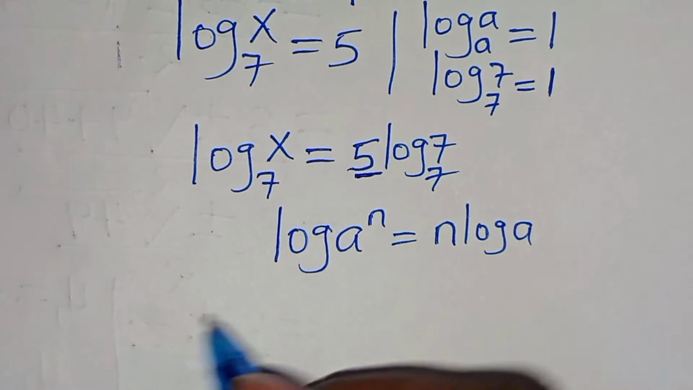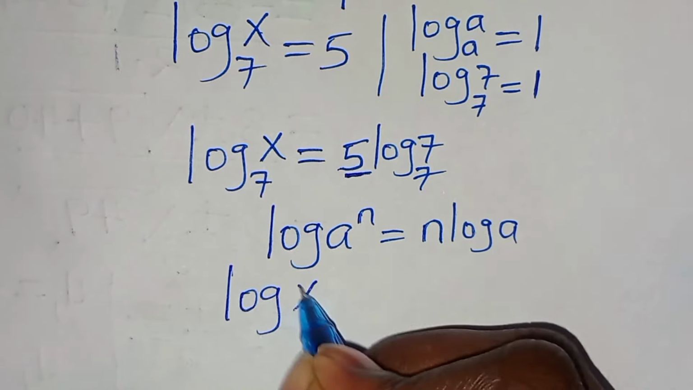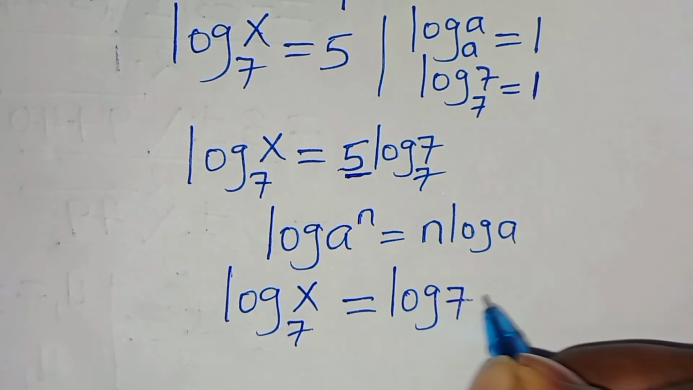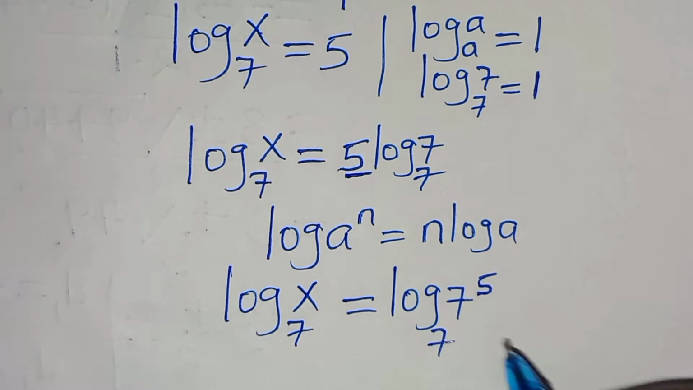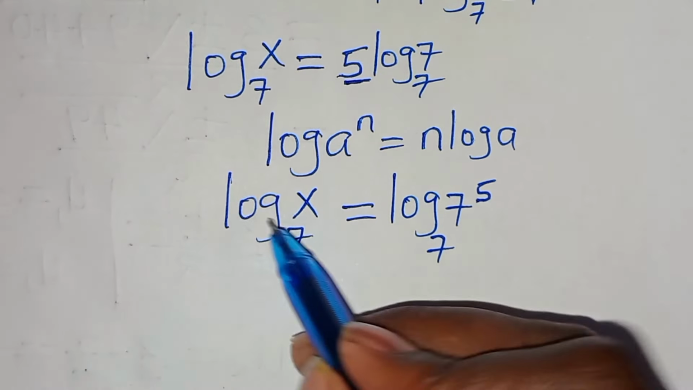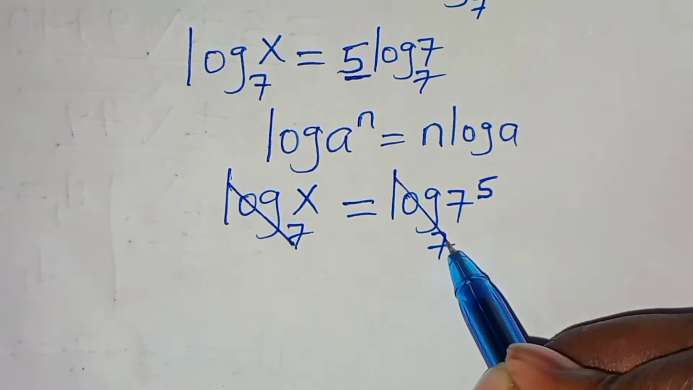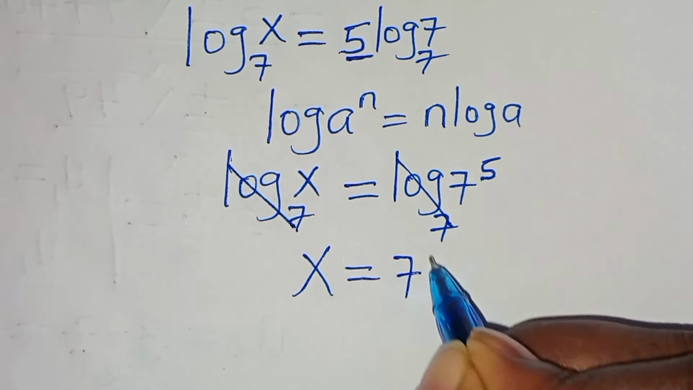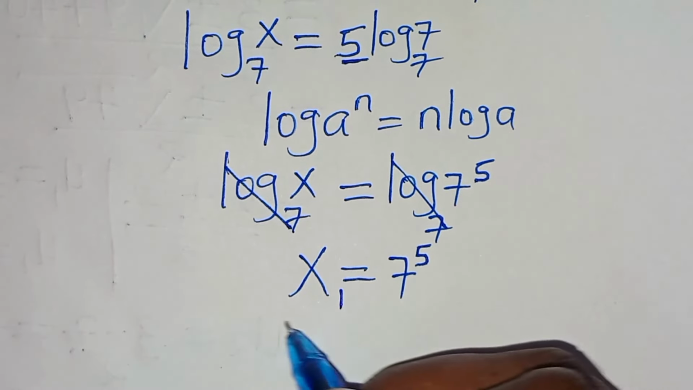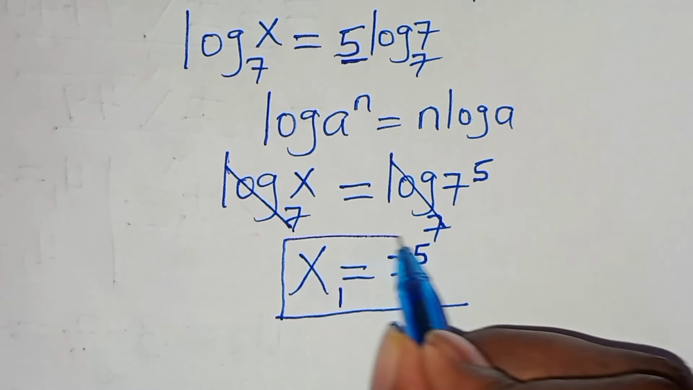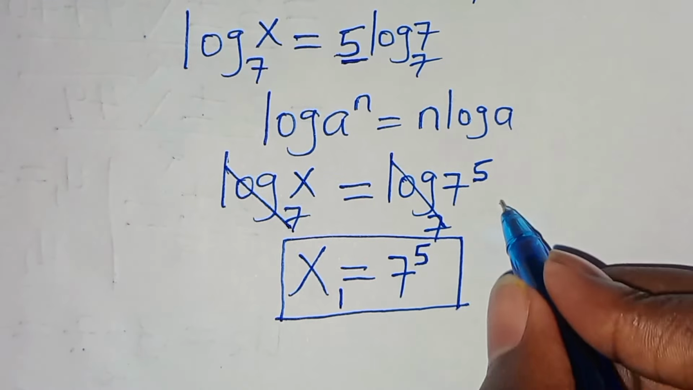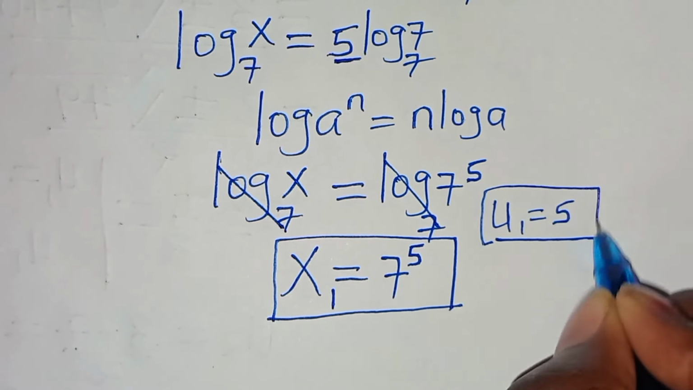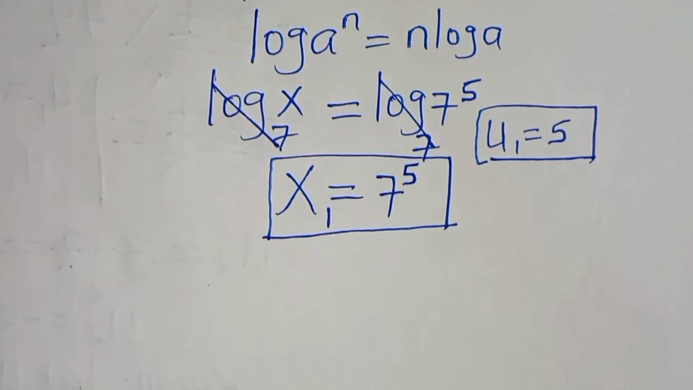And this implies that here we have log x to base 7. This is equal to log 7 to the power of 5 to base 7. And therefore, we find that log to base 7 here simplifies so that now x is equal to 7 to the power of 5. So this is the second way of solving for the value of x when u1 is equal to 5. Let's solve for the value of x when u2 is equal to minus 2.